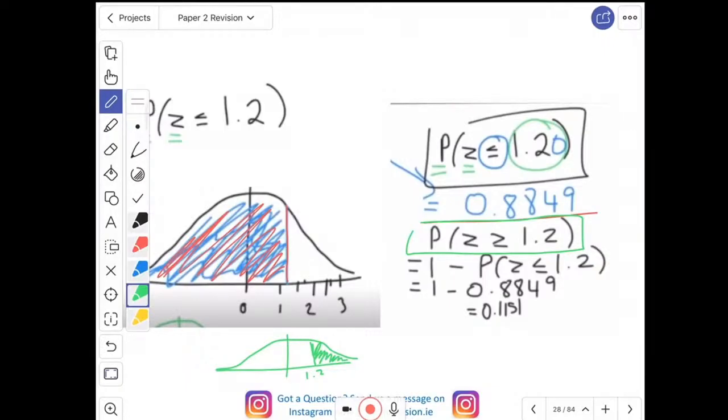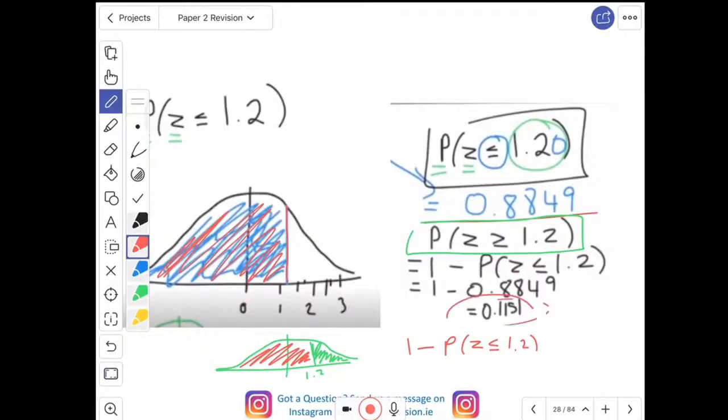But then you need to think that we know that the area underneath our standard normal curve always adds up to 1, because probabilities add up to 1. So we can do 1 minus the probability of Z being less than or equal to 1.2, and it gives me the same answer. So again, we did 1 minus 0.8849, and you get your final answer that way. So again, essential to draw yourself a diagram.